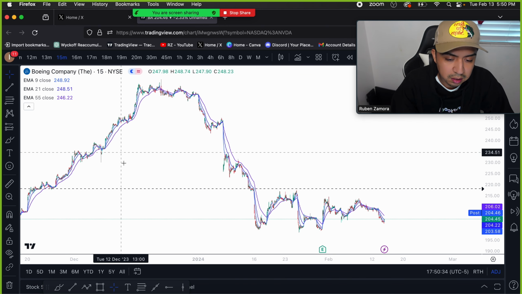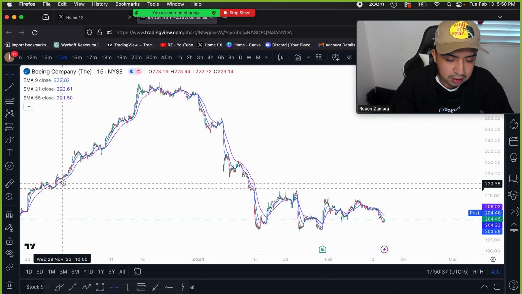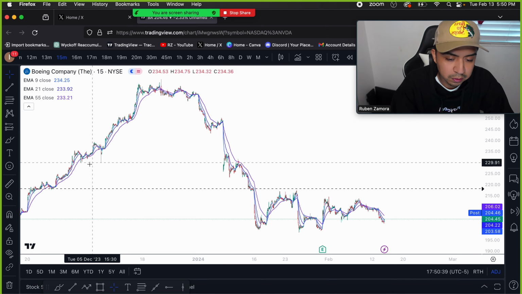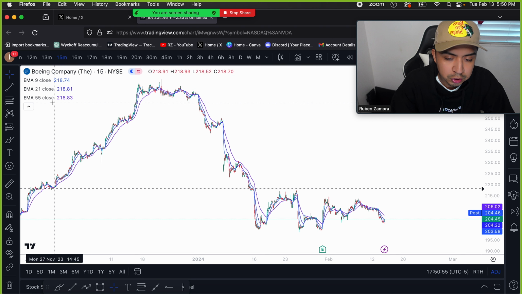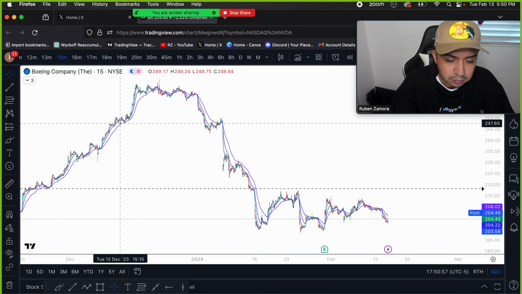So what the EMAs do is calculate what happened within the short-term period from the 9-day, the 21 days, the 55 days, past historical data. Once all that is calculated, it gives me the current trend, what the trend is based off price action. So I like to use the 9 for scalping, the 21 for day trading, and the 55 for short-term swing trading.